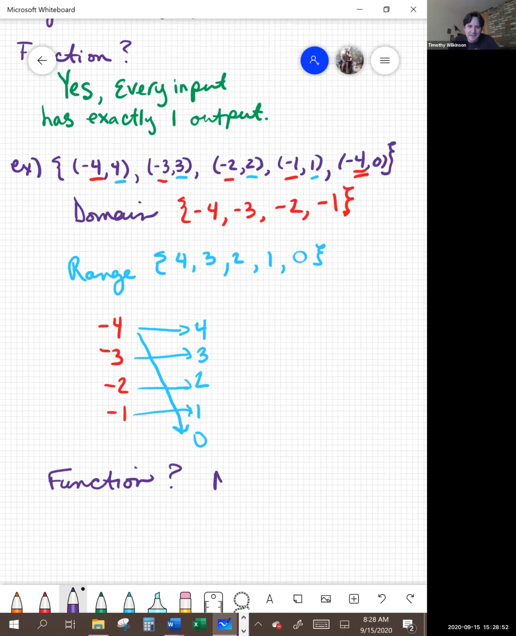I'm going to say it is a function because the second output is 0, which is not a number. 0 is a number. It's a lack. It's like white. It's a lack of number. Yeah, we consider 0 a number.